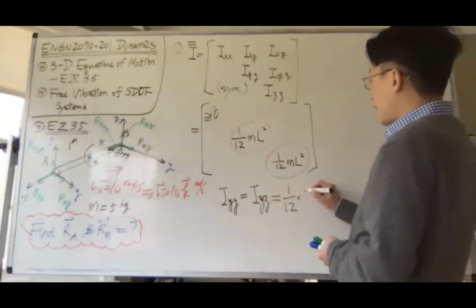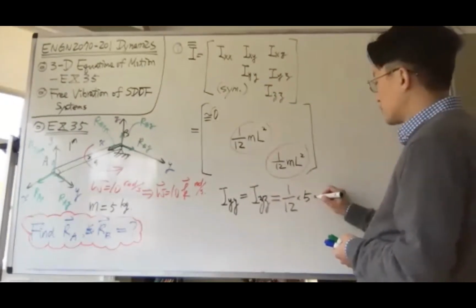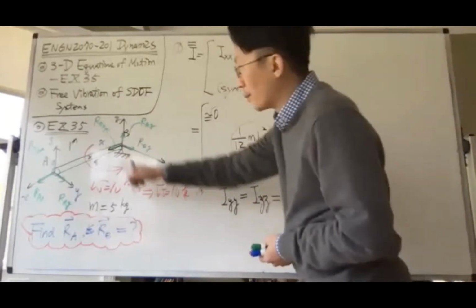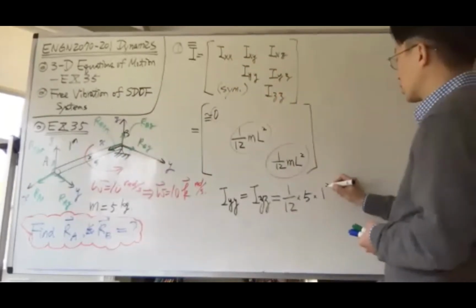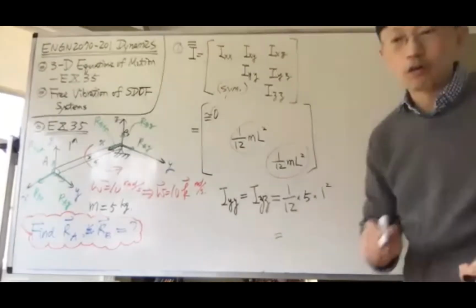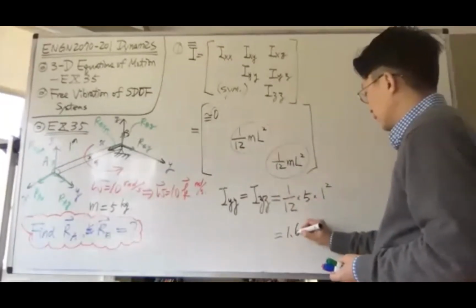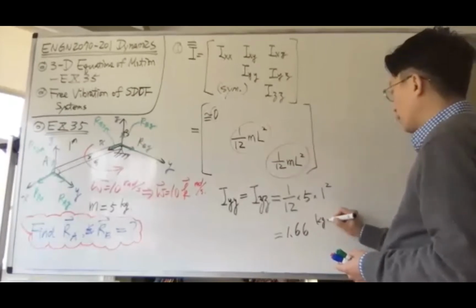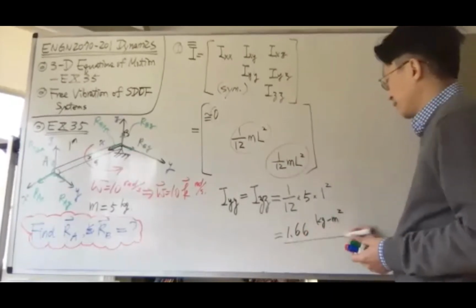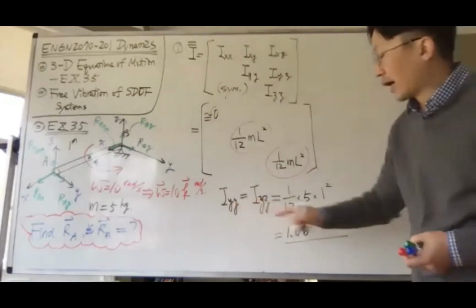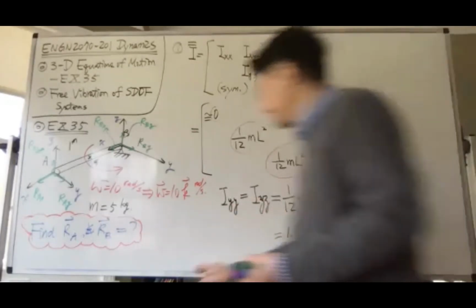1/12 times 5 kilograms times length. And the total length is 1 meter over there, so 1 squared. This will give you the value of 1.66, and the unit is kilogram meter squared. So we found the Iyy, Izz right here.